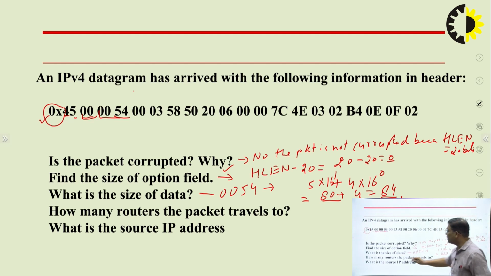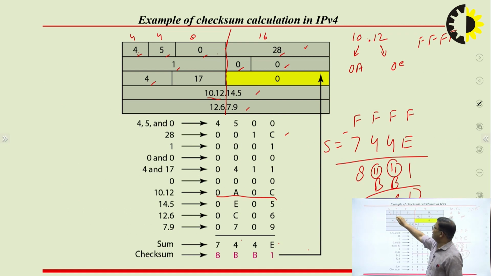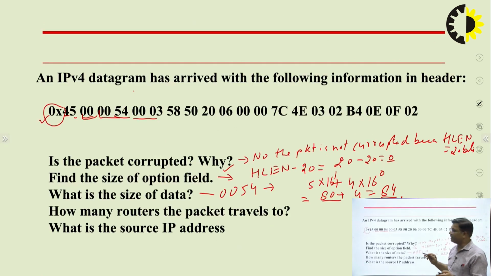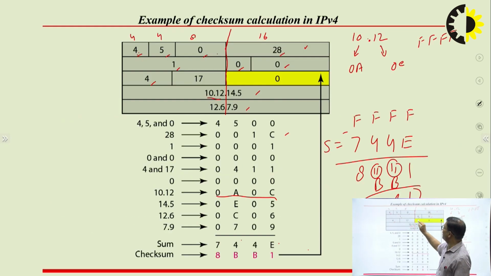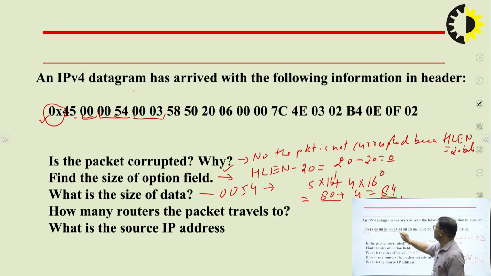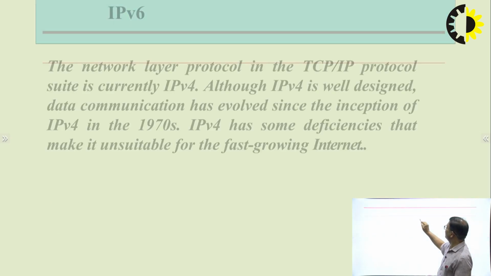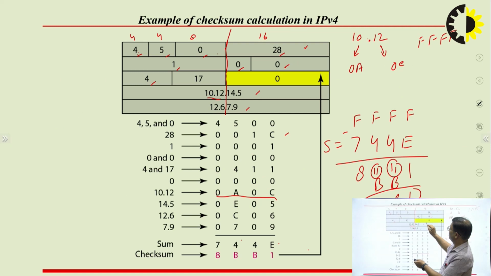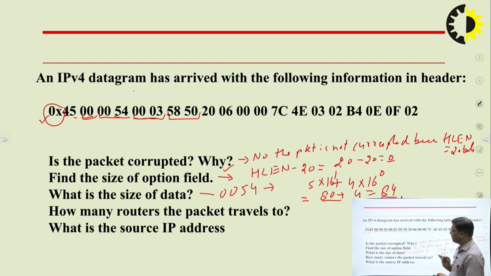Okay. How many routers does the packet travel through? Now leave this question; just read this. Next comes 00 00, then 03 58 and so on. These 16 bits are used for fragmentation. So 0003, then 58, and so on. You need to look at this field, 5850. Now calculate each and every thing.